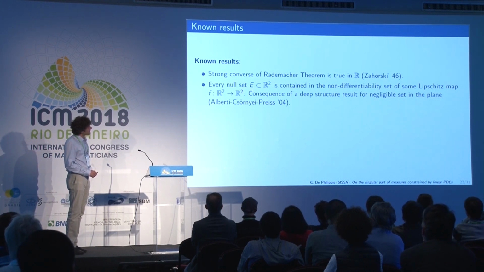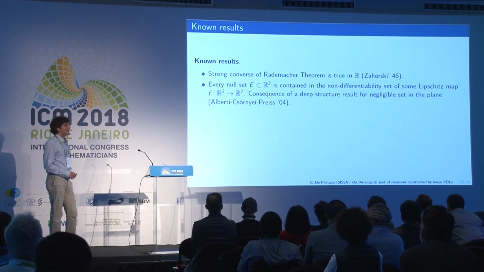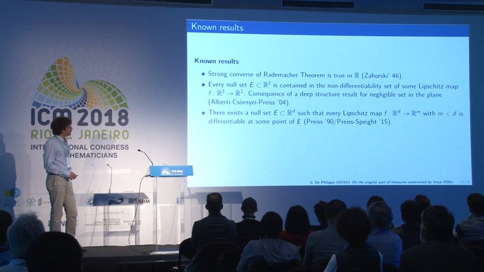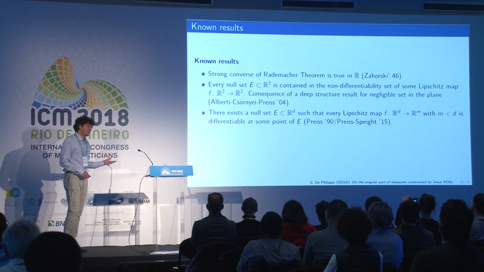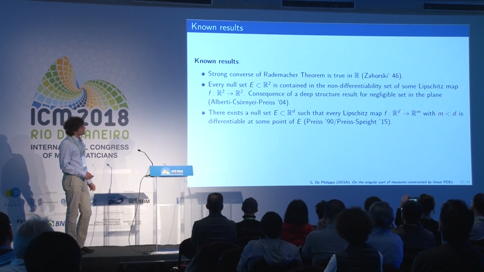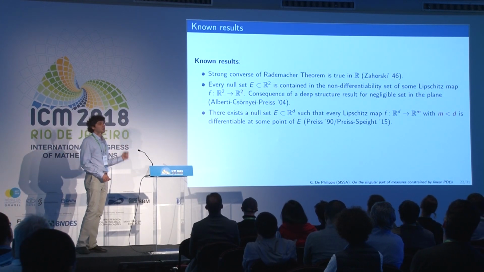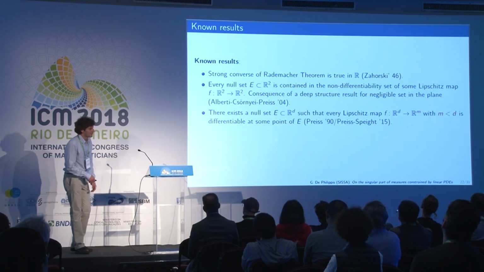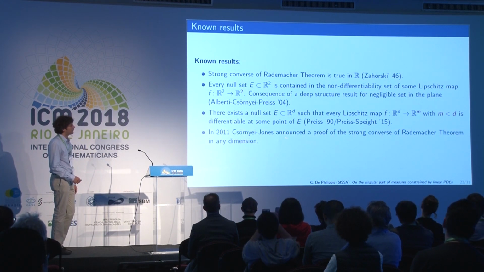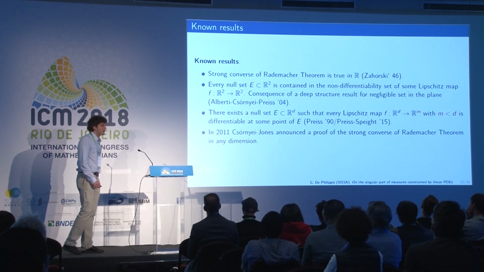It tells you that every time you have a null set in R^2, then it is contained in the non-differentiability set of a Lipschitz function going from R^2 to R^2. And why is there an R^2 here? Because there is an example of Preiss, then refined in any dimension by Preiss and Speight, of a null set in R^d such that every Lipschitz function going from R^d to R^m, with m strictly less than d, is differentiable in at least one point of E. So to have a strong converse of Rademacher theorem, you really have to take maps going from R^d to at least R^d. And finally, in 2011, Csörnyei and Jones announced a proof of the strong converse of Rademacher theorem in any dimension, but as far as I know, the proof has not yet appeared.